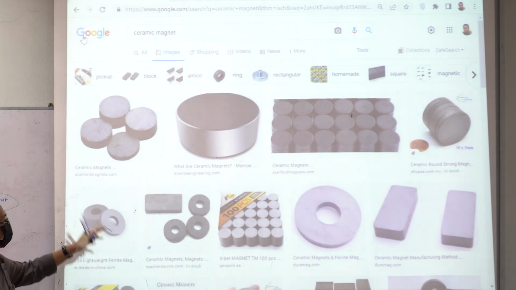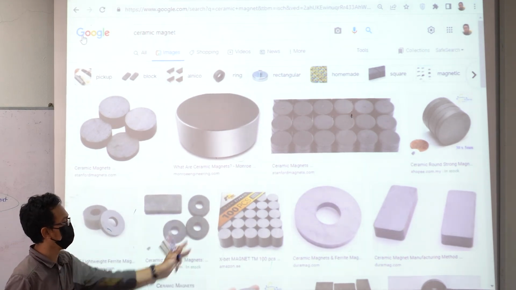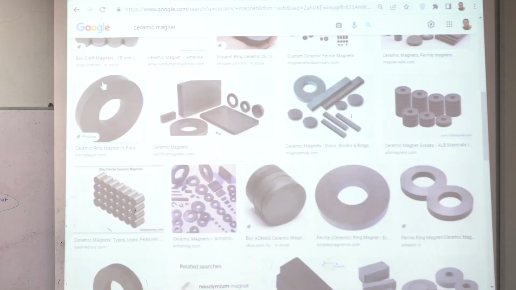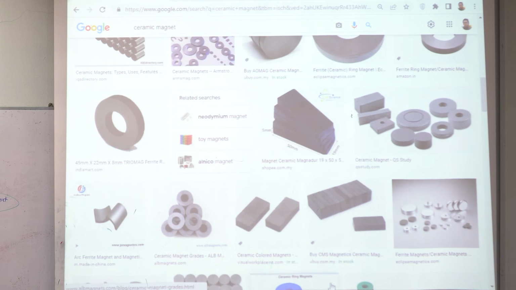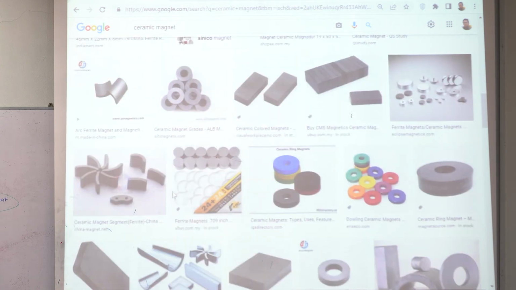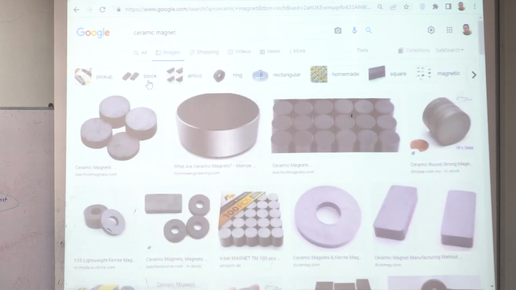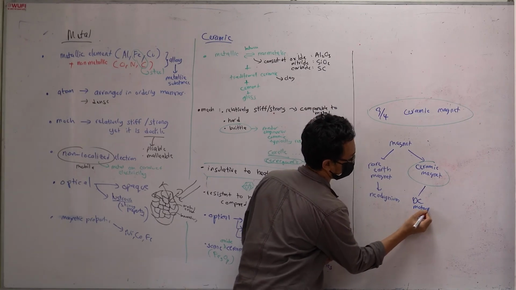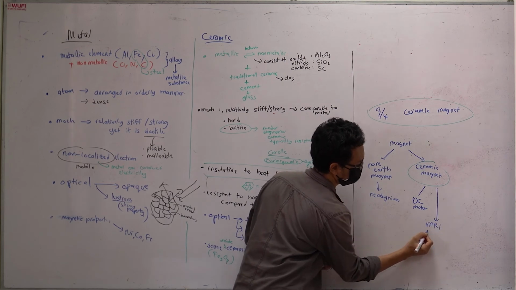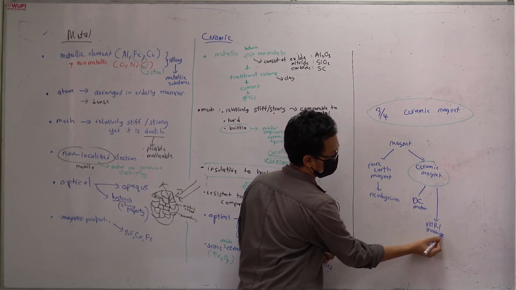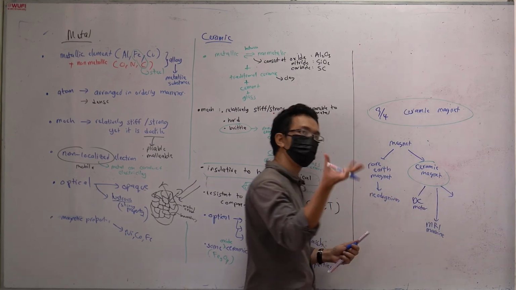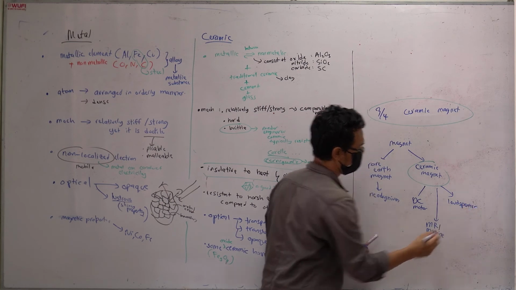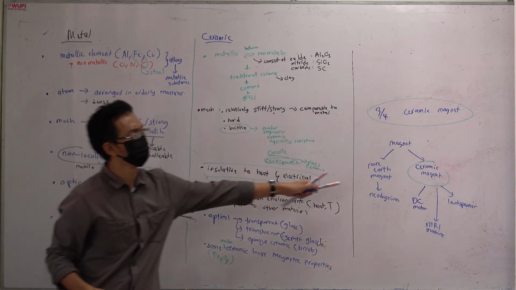More or less the same, but normally it's black in color like that. Toy magnets normally use ceramic magnet. Typically they use this in the DC motor, they use this in an MRI machine, and they use this in a loudspeaker. They use ceramic magnet. They don't use this rare earth magnet.